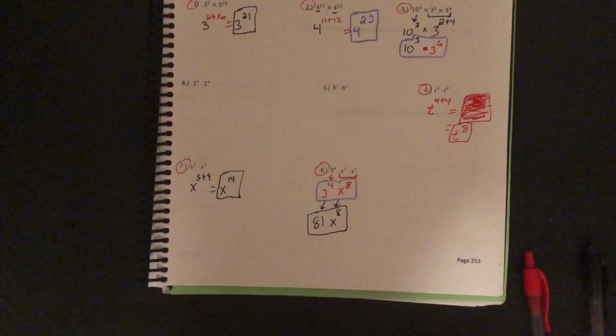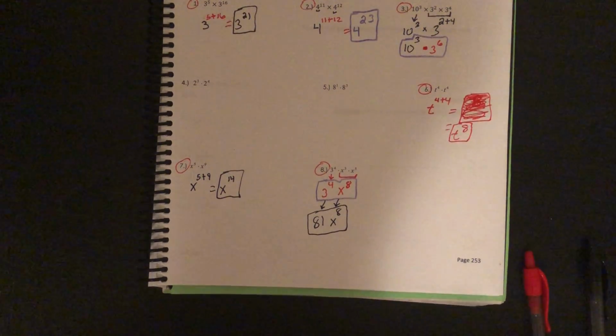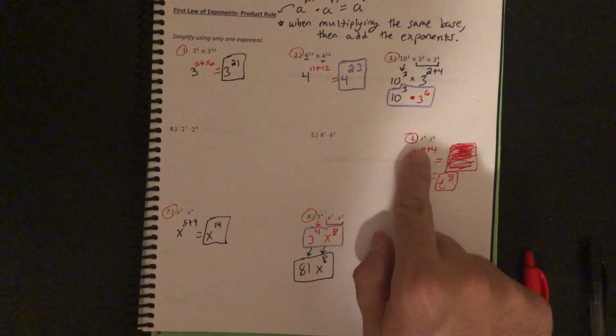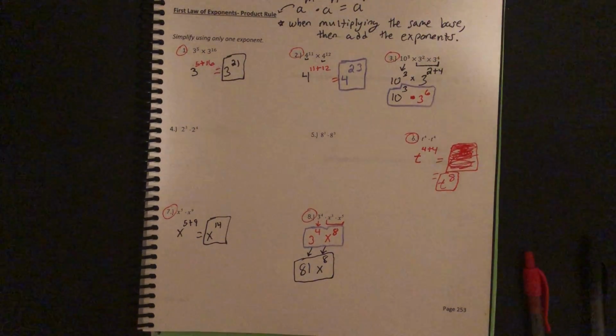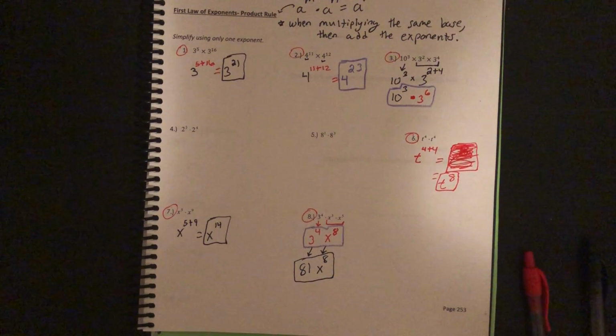Okay? And basically, the second IXO is going to be asking you questions like number 6 and number 7. And remember, the biggest purpose of this lesson is for you to practice how to use the product rule, okay?